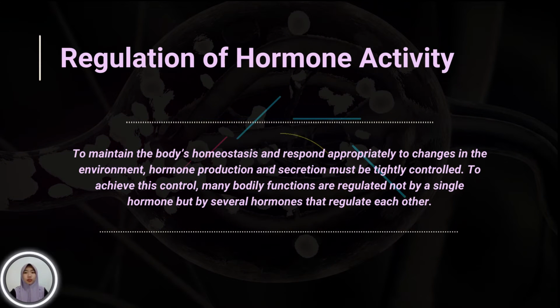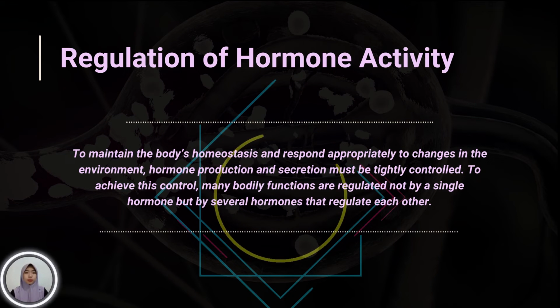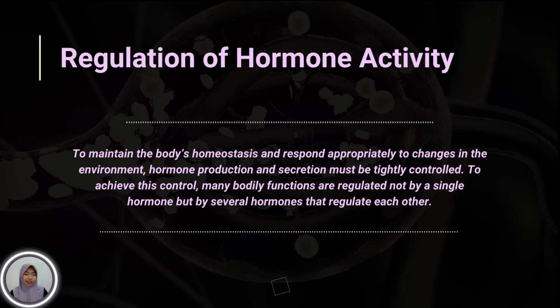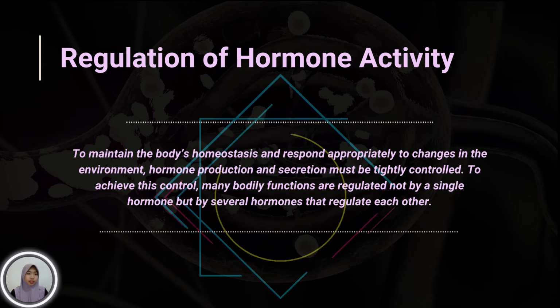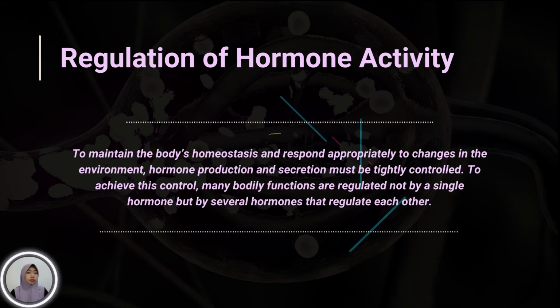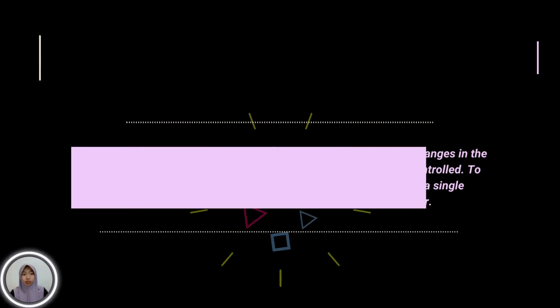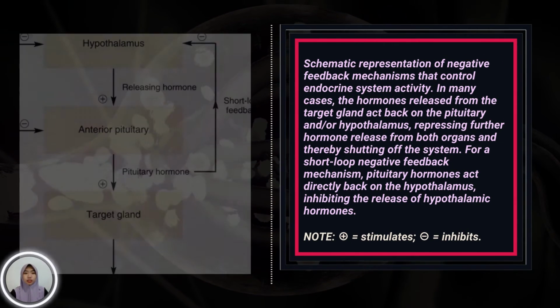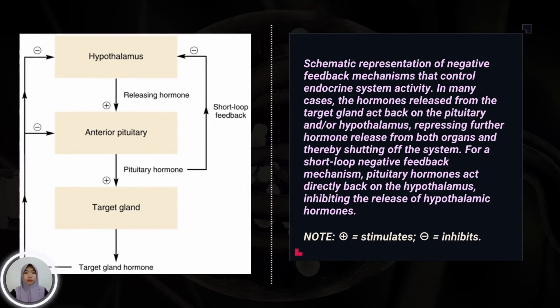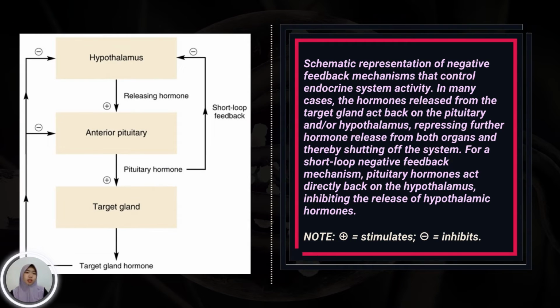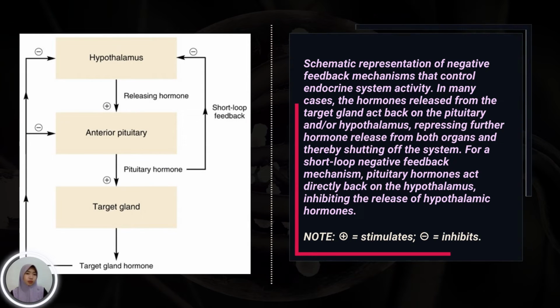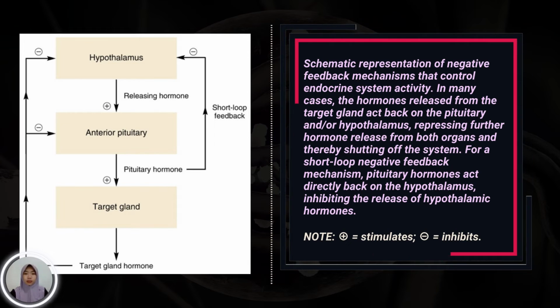So in the regulation of hormone activity, to maintain the body's homeostasis and respond appropriately to changes in the environment, hormone production and secretion must be tightly controlled. As you can see here in the illustration, this is a schematic representation of the negative feedback mechanism that controls endocrine system activity.